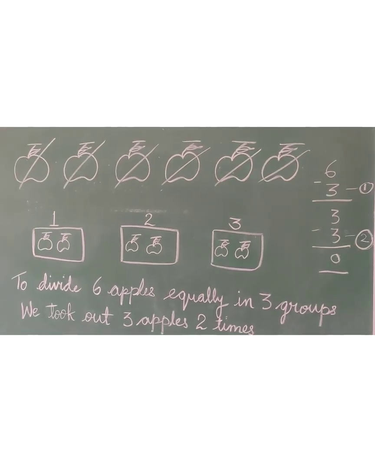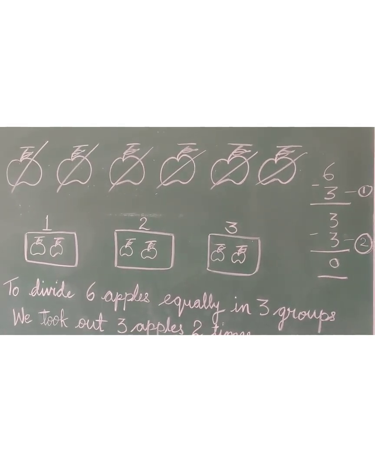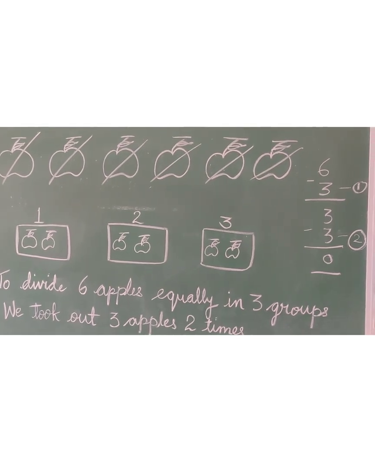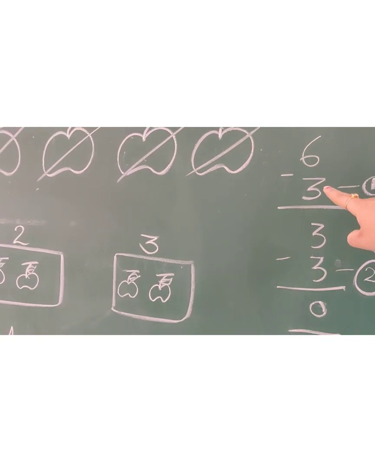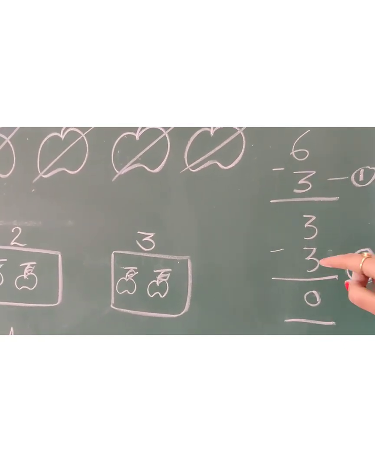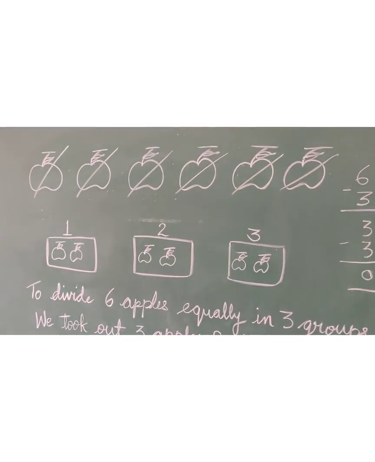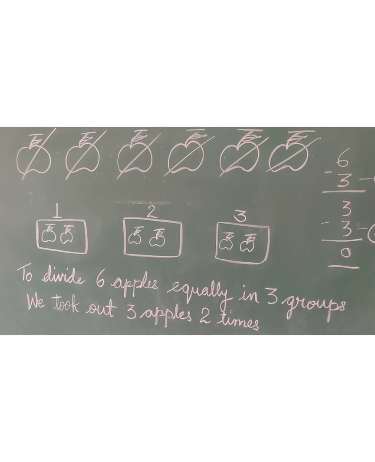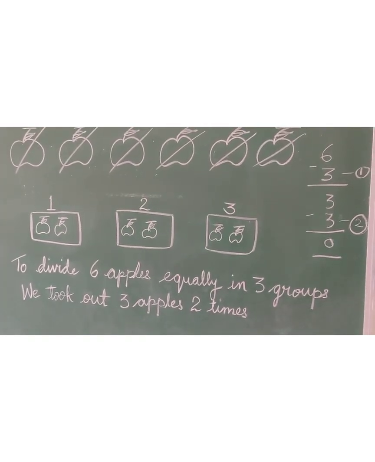So children, what do you understand from this? We understand that division is repeated subtraction. Okay, see over here, 3 was subtracted 2 times, no? To divide it equally. So it is repeated subtraction. Understood? So I hope this much is clear to you.